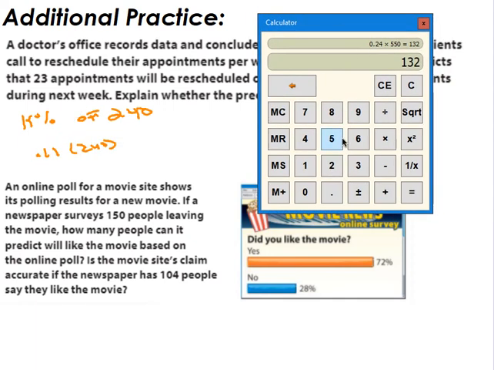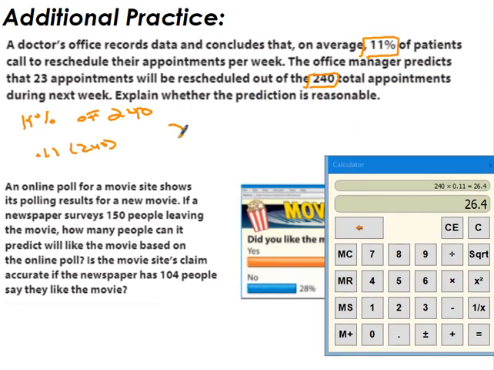Again, let's use that sweet calculator. 240 times 0.11, 26.4. So that would be our prediction. Our prediction would have been 26 patients. Now we have to answer the question, though. The question is, is this a reasonable prediction? I think it is. 23 to 26 is pretty close when we're talking about a total of 240. So I think it's definitely a reasonable prediction.